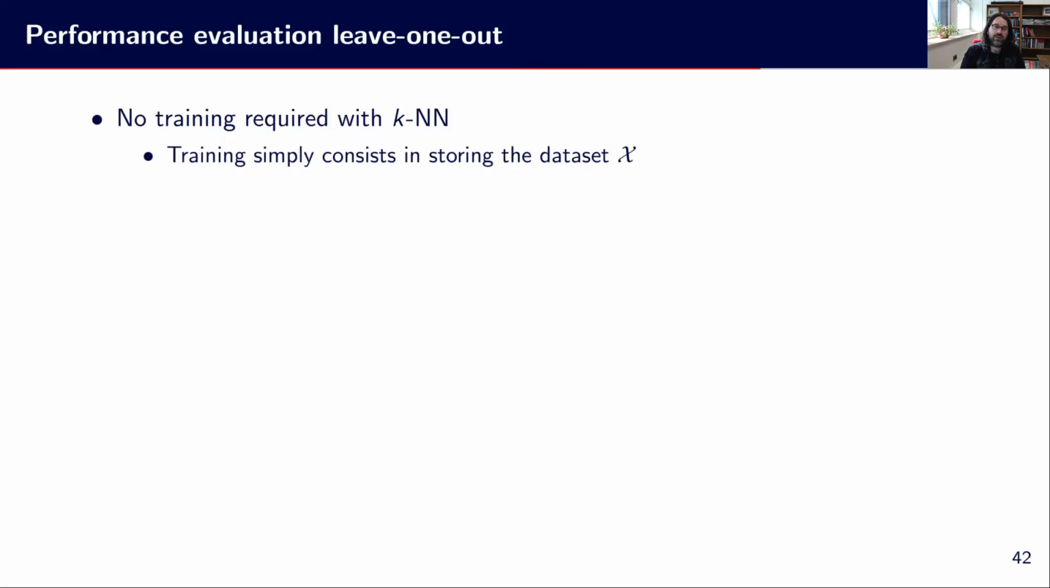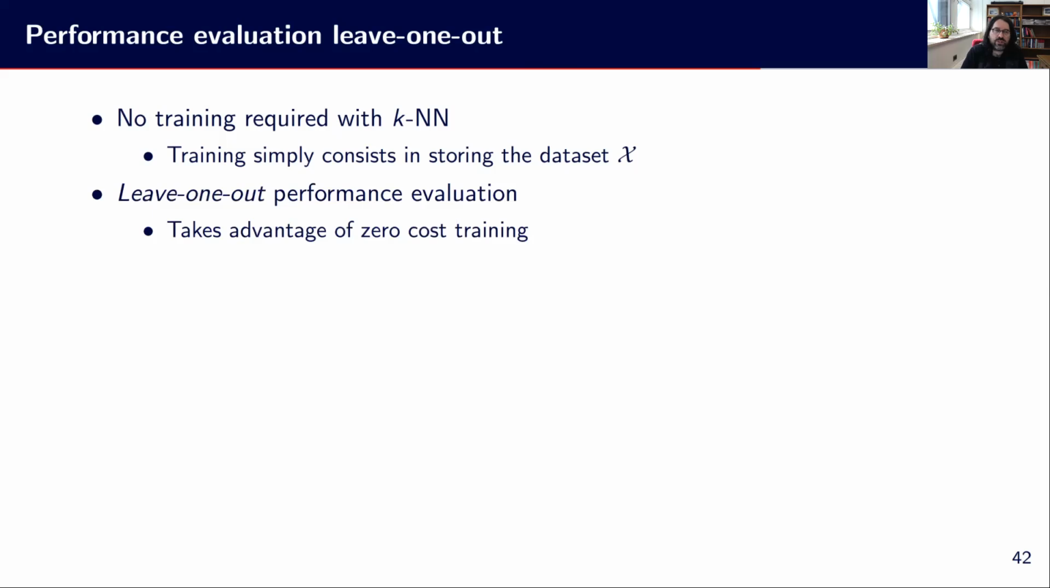One interesting thing with KNN classification is that no training is required. What we need to do for training is to memorize, to store the data set X_1 to X_N. So with such a setting, leave one out classification is in fact possible. So we can evaluate performance in a leave one out way because no training is required. This is really nice. And as such, we can evaluate performance even with small sample sets.